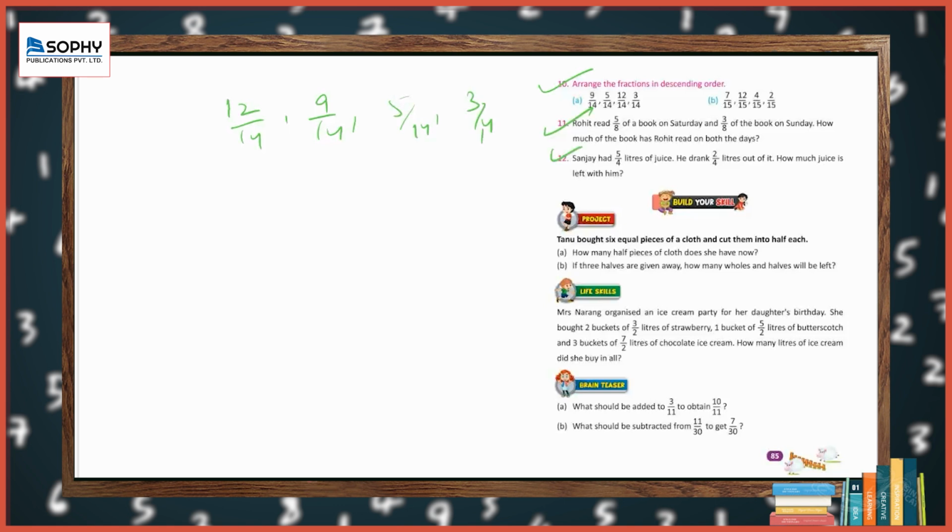Now in 11th and 12th, what we have to do in 11th, students, Rohit ate 5 by 8 part of a book on Saturday and 3 by 8 on Sunday. So how much of the book had he read on both of the days? So we will add them, students. So it becomes 8 by 8 or 1, or we can say that he completed the book on both the days. That's how you can solve the 12th part, students.